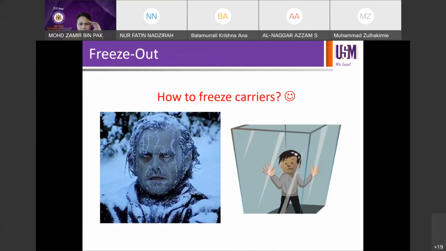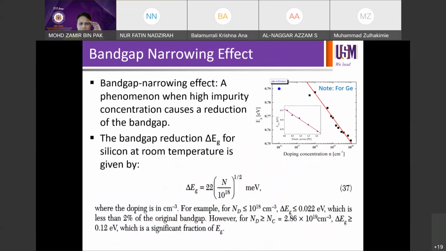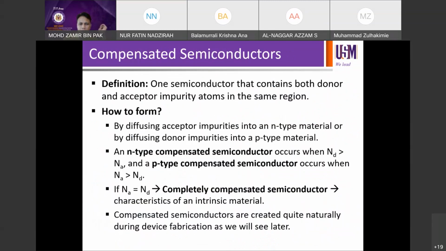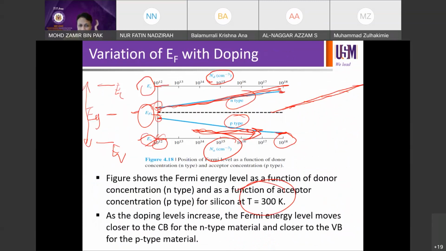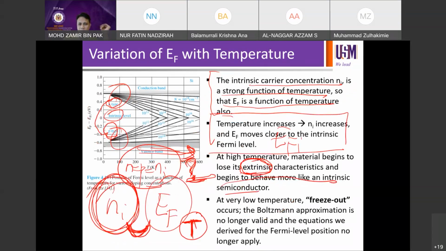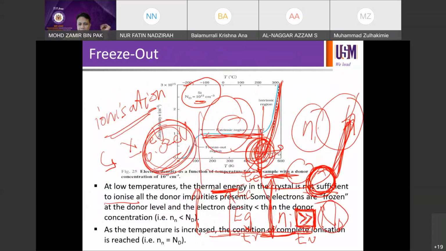Today we have revisited the concept of compensated semiconductors, and we've discussed the dependency of your EF on the temperature and doping. Okay, and we've discussed this notation, less than, equal to, more than, and this graph.